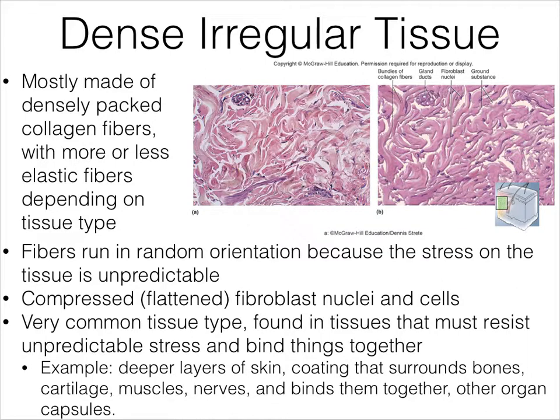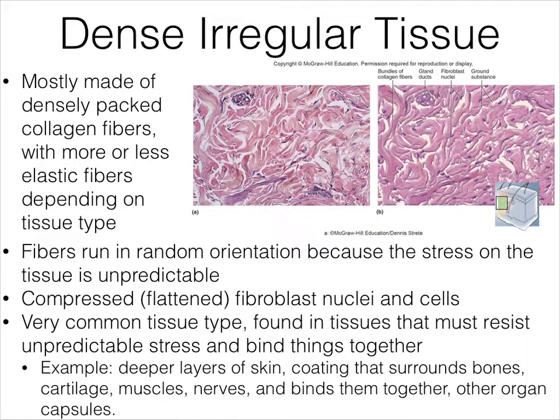Because the fibers are not all parallel to each other, that means that the cells are going to be less squished. So you see here, this is a fibroblast up here, fibroblast down here, fibroblast over here. But it's dense, and it's mostly extracellular matrix, so you still don't see very many cells. When you do see cells, they tend to be fibroblasts.